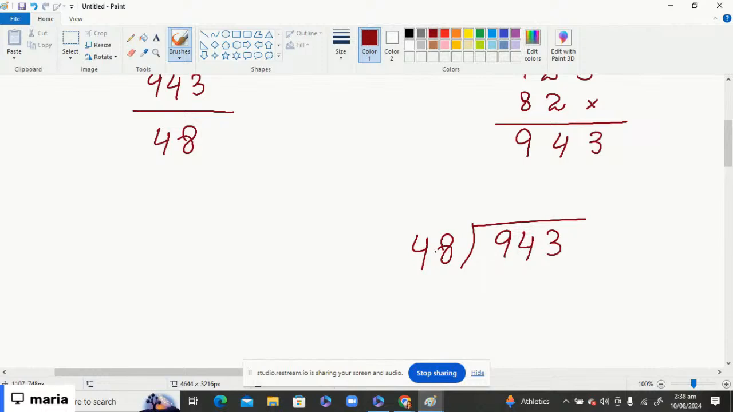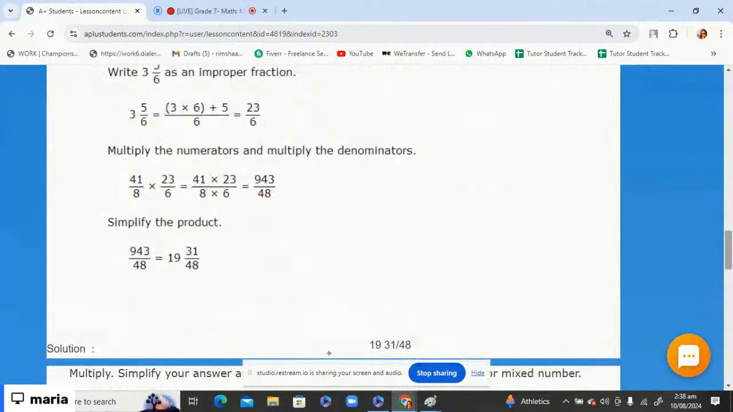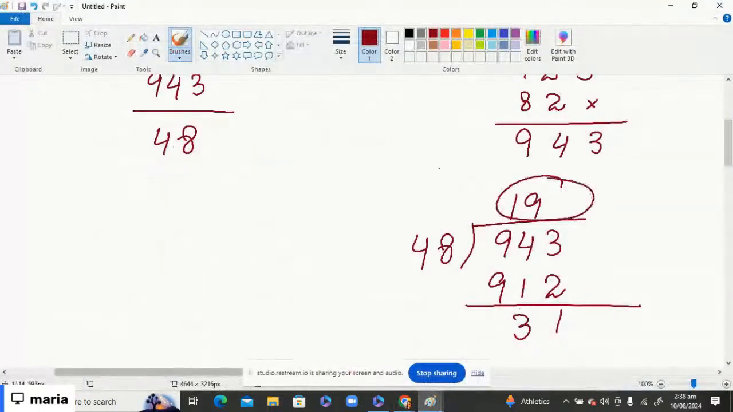So 48, when we are finding it out, as we know, 48 times which number is closer to 943. So as we know, this is 19 times, 912, which is a bit closer. When we are going to subtract, this is the subtraction answer. Okay, when we subtract, this is your subtraction answer. So always put the top one on the side, the bottom one on the top, and 48 is the same.